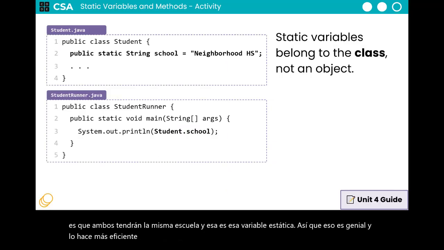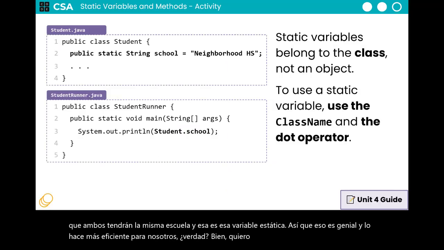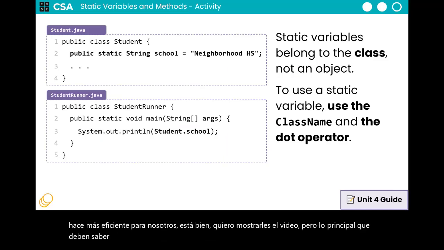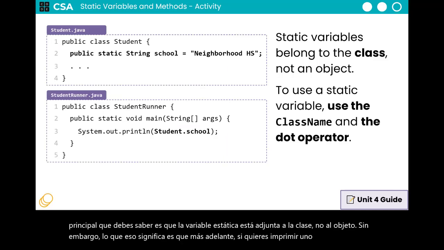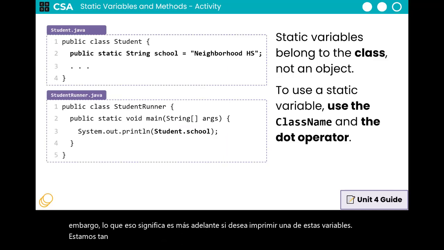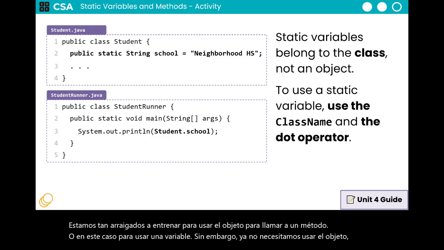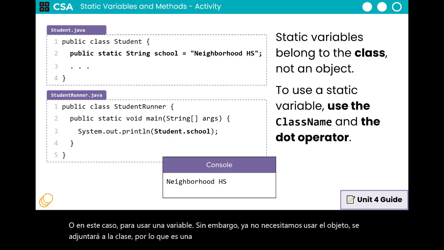I won't show you the video, but the main thing you need to know is that the static variable is attached to the class, not the object. So later on, if you want to print one of these variables, we're so ingrained and trained to use the object to call a method or use a variable. However, we don't need to use the object anymore. It'll be attached to the class. It's one big shift that we have to pay attention to.